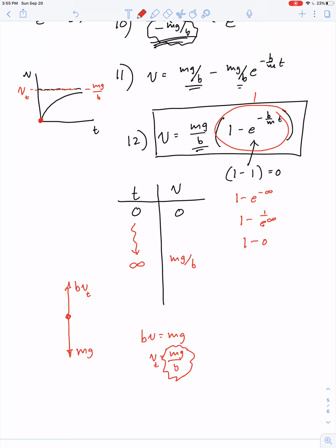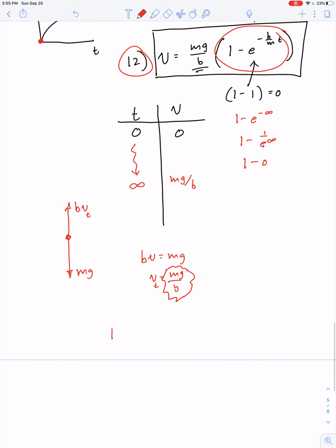Well, yeah, it should. So I guess we could actually write in a 13th step and simplify even more and say that velocity as a function of time is equal to the terminal velocity multiplied by 1 minus e to the negative b over m t, where terminal velocity is equal to mg over b.